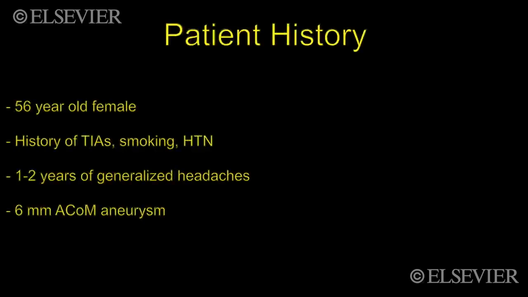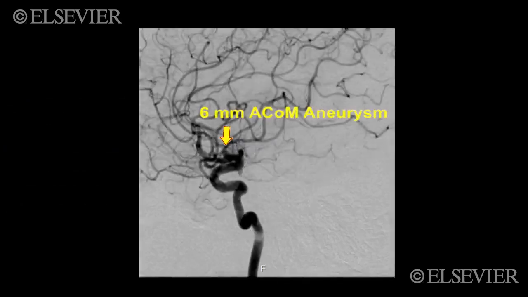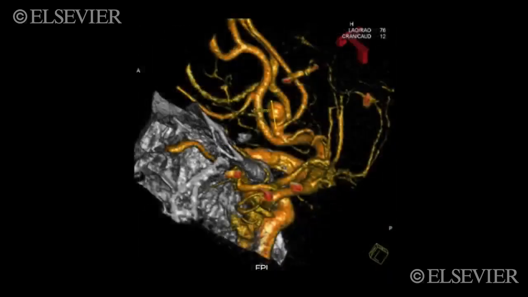The patient is a 56-year-old female with a history of smoking and hypertension and worsening headaches who was found to have an unruptured 6 mm anterior communicating artery aneurysm. The aneurysm can be seen on this lateral projection angiogram as shown by the arrow, and it's hidden because of the rotated complex and seen better on this 3D angiogram.